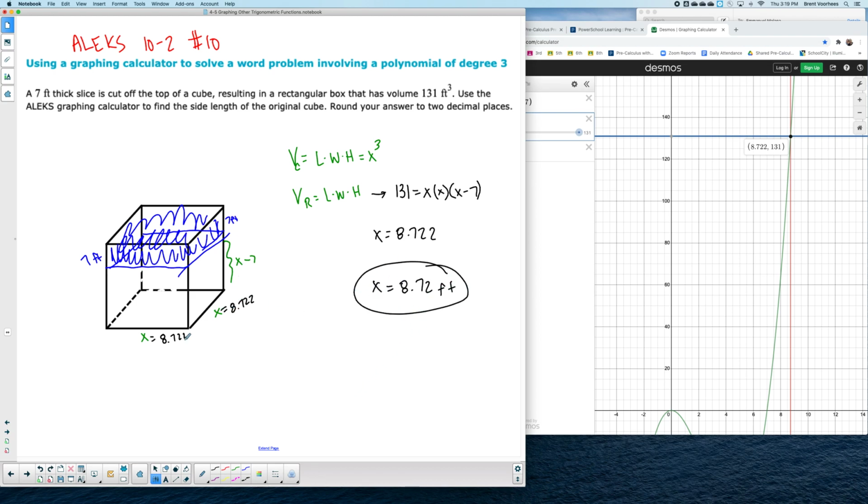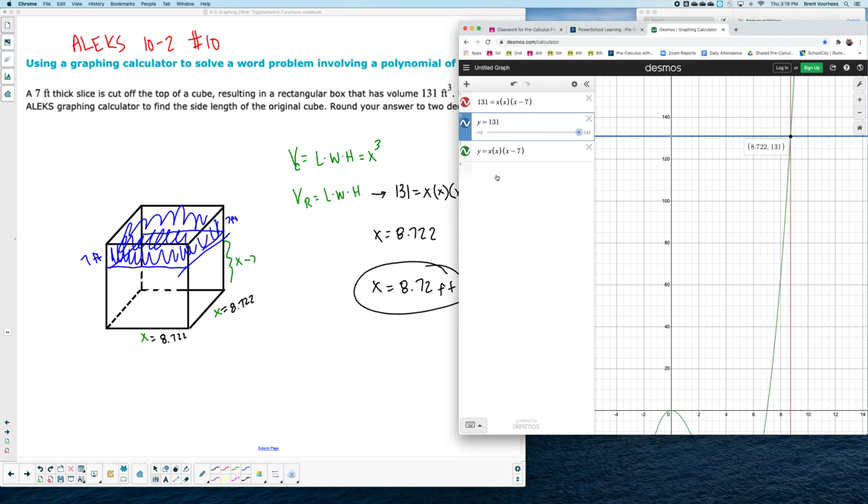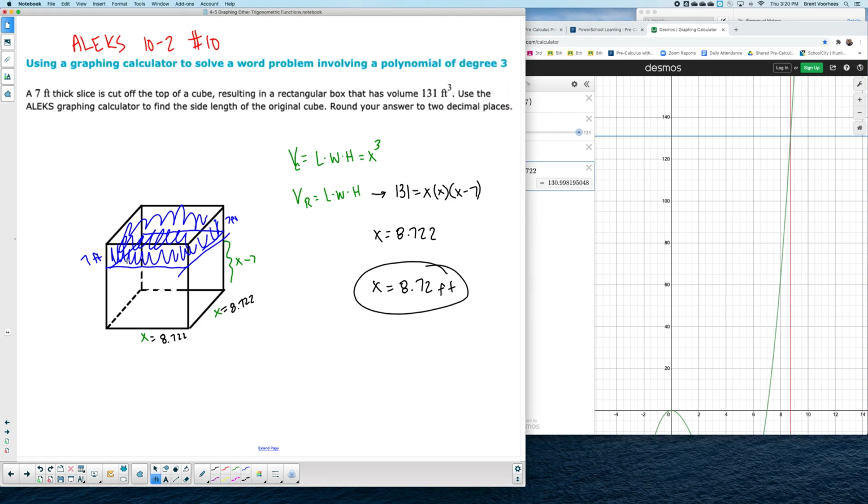Now let's prove this real quick. We should get 131 when I multiply 8.72 times 8.72. Now remember, this was 8.72 and I took away 7, so it'd be times 1.72. Notice that because of the rounding difference, we don't get 131, but that's what it'd be. If you wanted more accurate, you could use the 8.722 like we originally got. And you'll see this is now getting really close to 131 feet cubed. So we did do it correctly. It was just my drawing wasn't to scale. I should have had this slice way down lower, but I didn't know what the solution was at the time. But there you go. That's how you do this problem here.